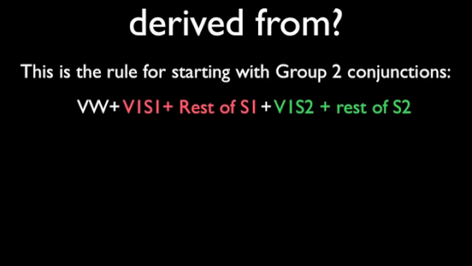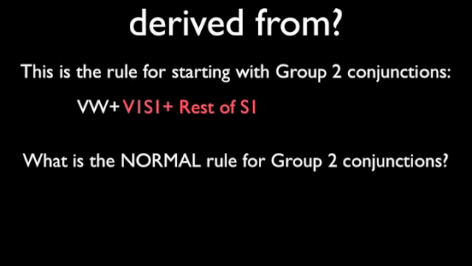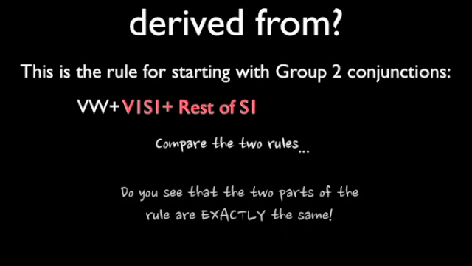So I'm going to use the group 2 rule as an example here. Right, let's ignore the green part of this rule for now, and I want to compare this with a group 2 conjunction rule, the normal group 2 rule. So in other words, when you put the conjunction in between sentence 1 and sentence 2, and remember the rule that we are now looking at is when you put the conjunction at the beginning of sentence 1. So if you compare the two rules, what you see is actually that they are identical.